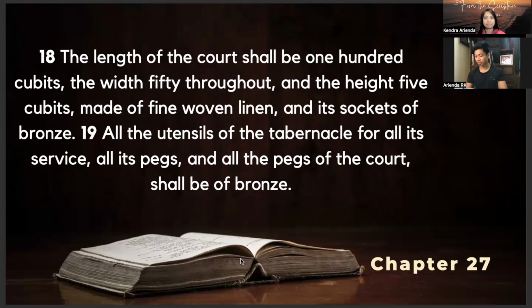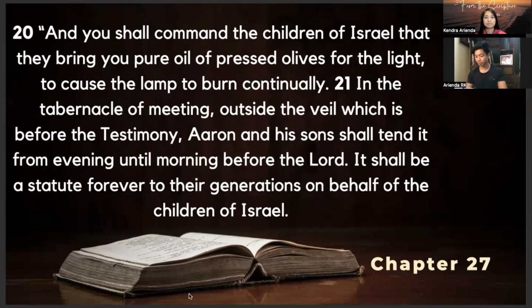All the utensils of the tabernacle for its service, all its pegs, and all the pegs of the court shall be of bronze. And you shall command the children of Israel that they bring you pure oil of pressed olives for the light, to cause the lamp to burn continually. In the tabernacle of meeting, outside the veil, which is before the testimony, Aaron and his sons shall tend it from evening until morning before the Lord. It shall be a statute forever to their generations on behalf of the children of Israel.